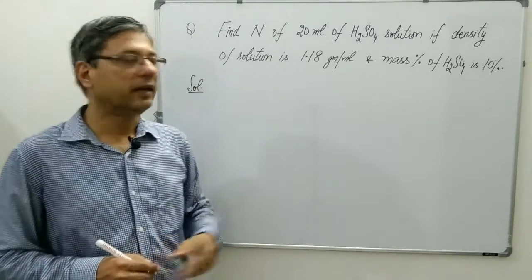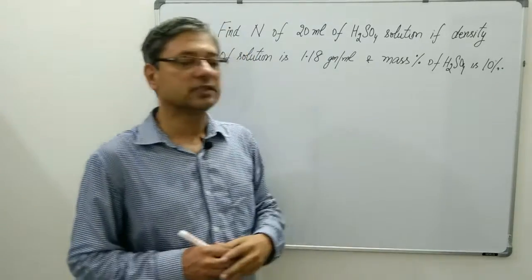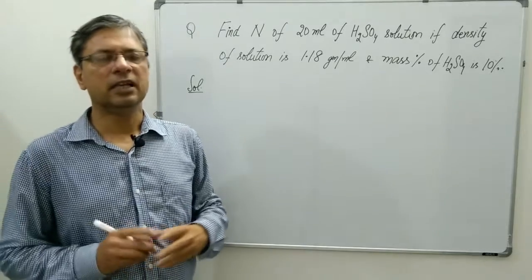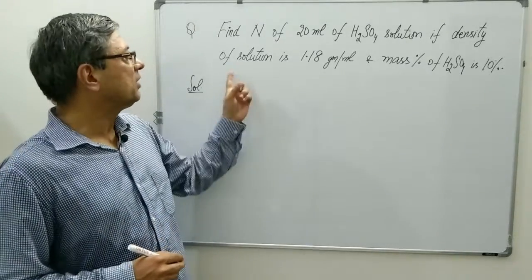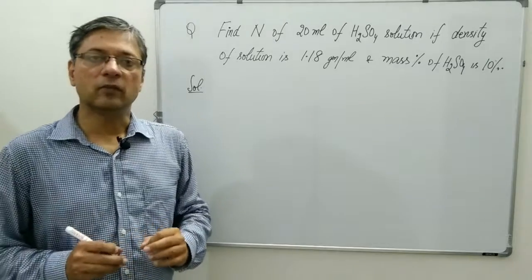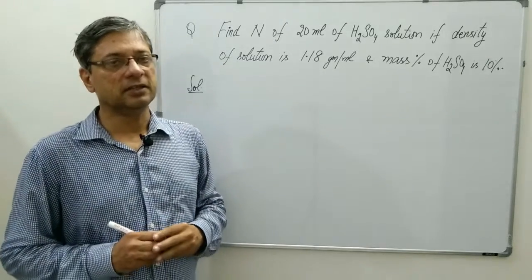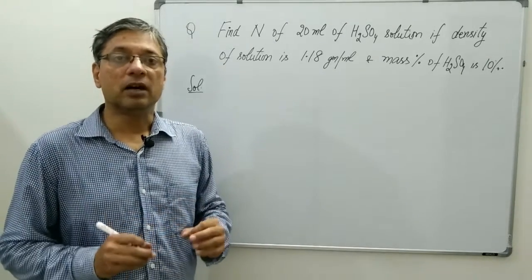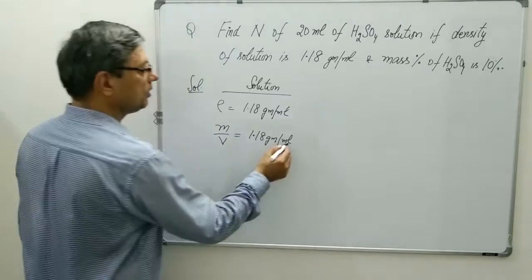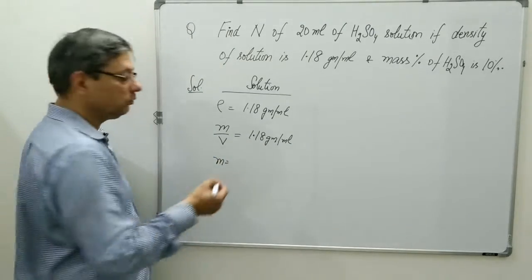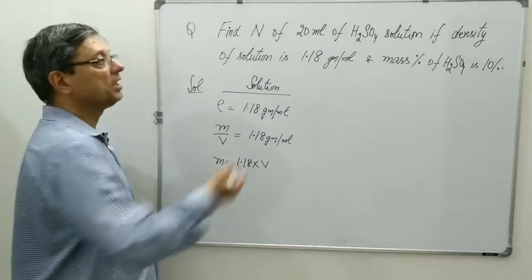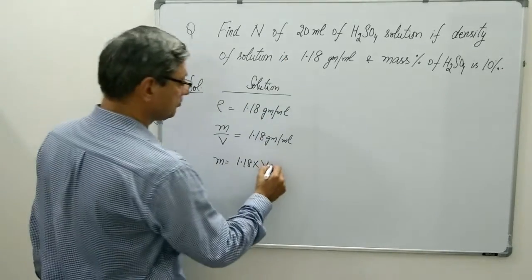grams per milliliter and the mass percentage of sulfuric acid is 10%. A little tricky question. Let us start with what is given. We are given the density of solution is 1.18 grams per milliliter. Now, the density formula we know, mass per unit volume. Mass of solution will be equal to 1.18 into volume. Volume of solution has been given, that is 20 milliliters.